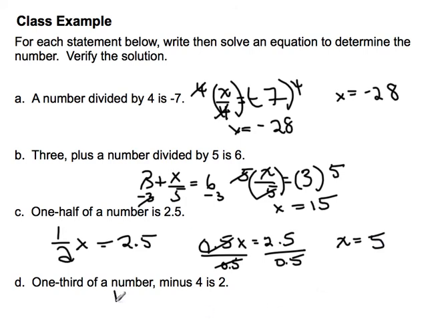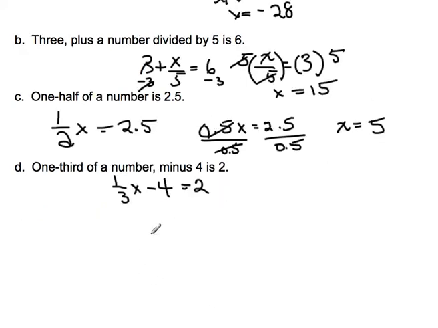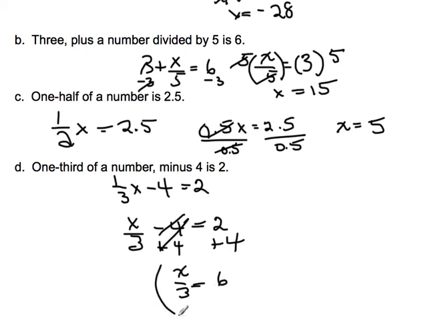1/3 of a number minus 4 is equal to 2. I'm just going to extend this page. Now again, anything that's in the middle of our fraction goes to the top. So another way to write it is this. So then I zero out the 4 by adding 4. And I get x over 3 is equal to 6. And then I multiply both sides by 3. When I do that, I get x is equal to 18.